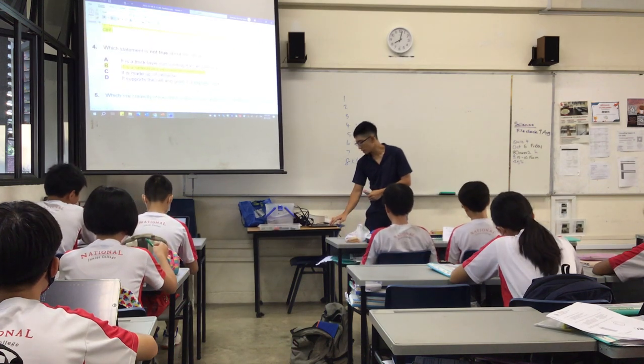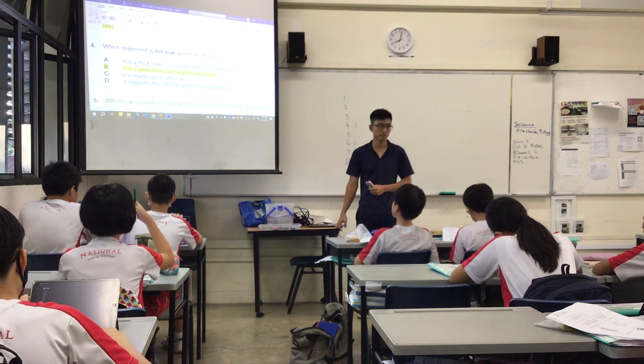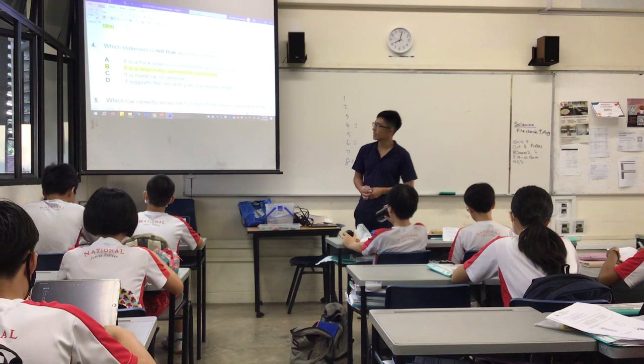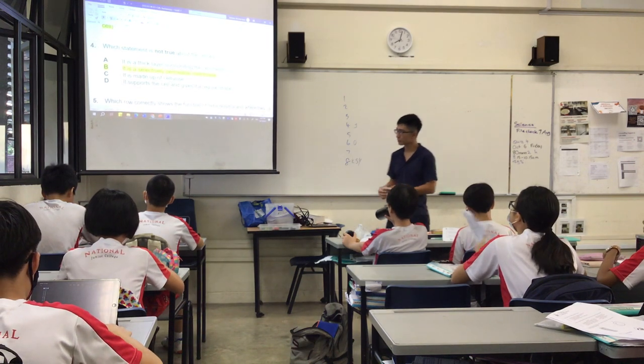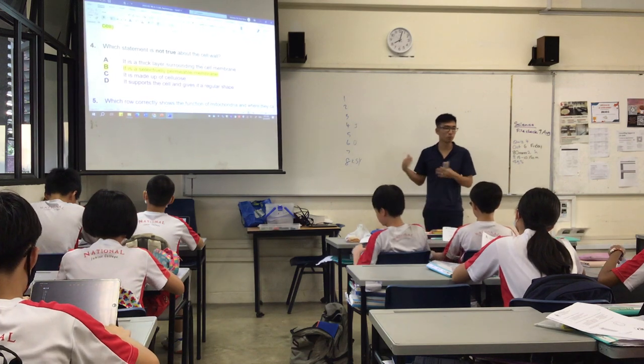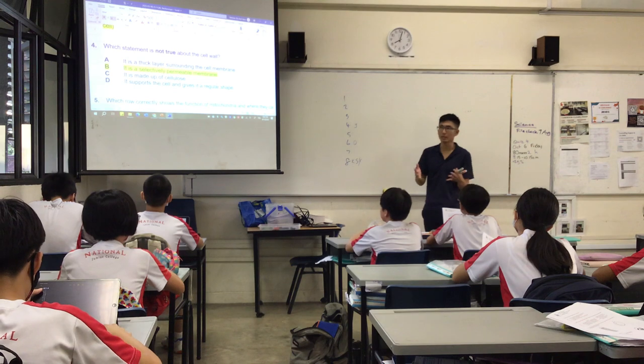Question 4 asks, which statement is not true about the cell wall? Number 1, it is a thick layer surrounding the cell membrane. It is thicker than the cell membrane, but it's not super thick. Okay, so it is thicker, but it's not incredibly thick.